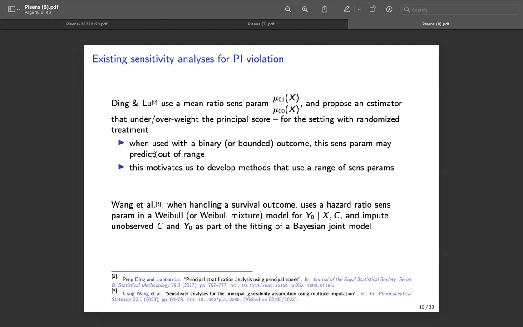Limitation of this sensitivity analysis is that when you use it with a binary or bounded outcome, it may predict out of range. So you need to be very careful about what range of this parameter you looked at. And this motivates us to develop methods that use a range of sensitivity parameters. And let me skip the next one.